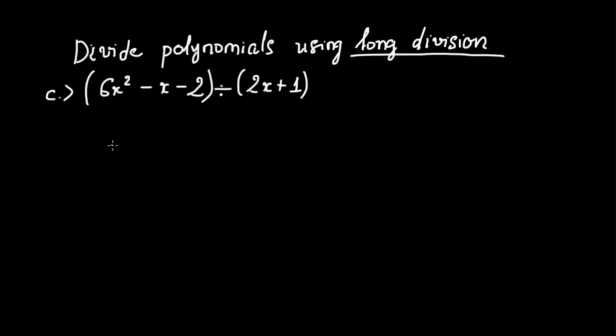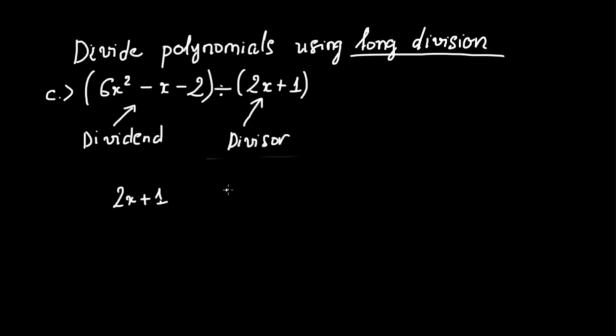First of all, we need to set up the problem. This is called the divisor, and this is called the dividend. First, we put the divisor here, 2x plus 1, and we put the dividend here, 6x squared minus x minus 2. Please keep in mind that the steps we need to follow are division, then multiplication, then subtraction.